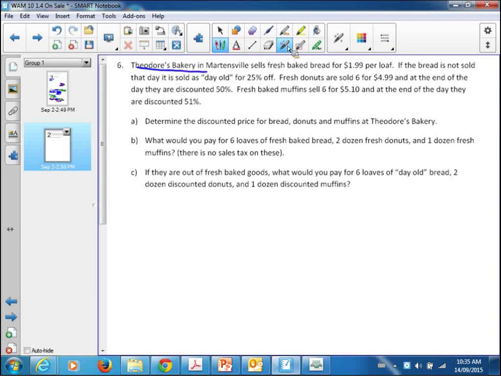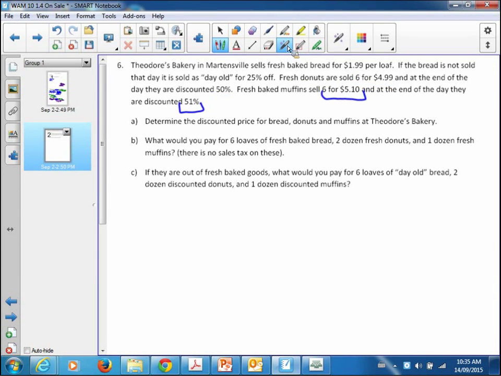Let's read this though. Theodore's Bakery in Martinsville. It says fresh baked bread, $1.99 a loaf. If it's not sold that day, it's sold as day old for 25% off. Fresh donuts, 6 for $4.99. At the end of the day, they're discounted 50%. And the fresh baked muffins, 6 for $5.10, they're discounted 49%.